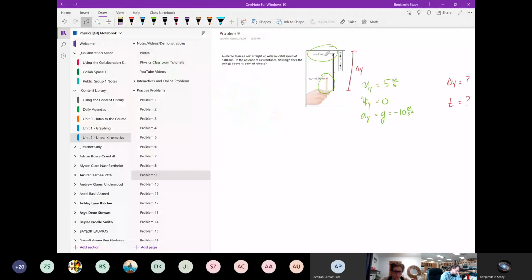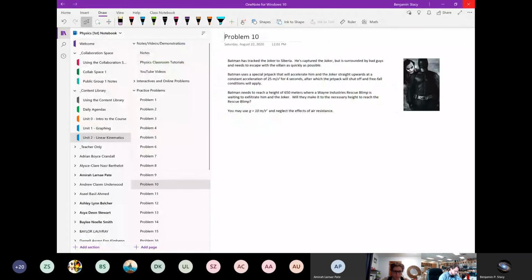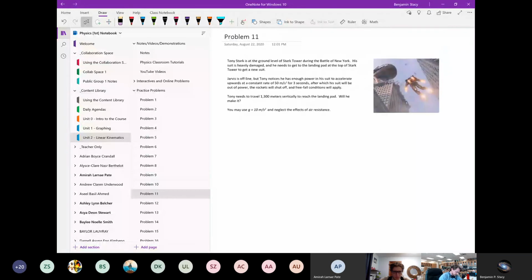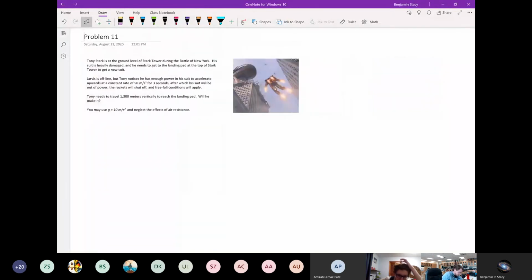Some of the other ones we have in here are good to look at. These are more like what my actual assessment questions look like: a larger description of a problem, like this Batman problem or the Tony Stark one. There could be different types of motion involved. So as an example, let's look at this one.